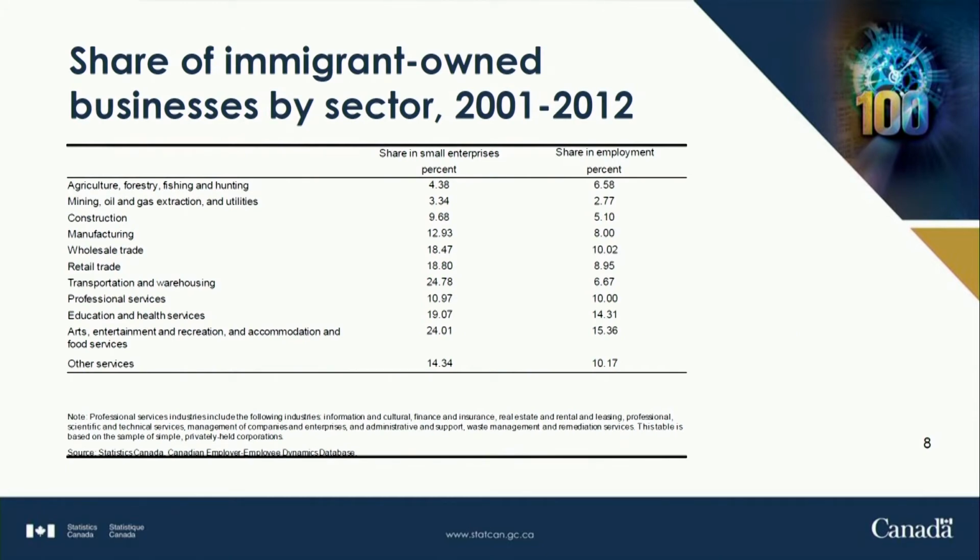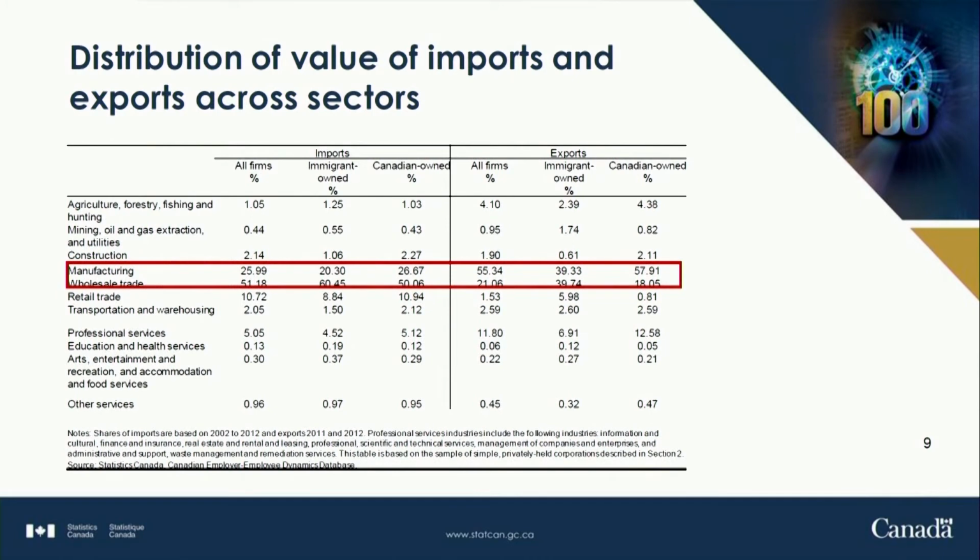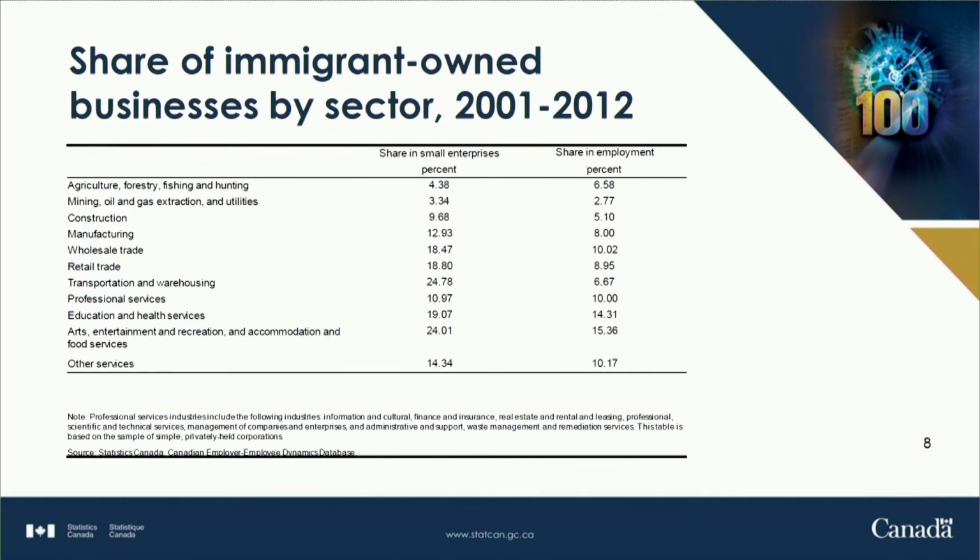So this is to show you a few slides about the data. This is the share of immigrant-owned business by sector, averaged over 2001 to 2012. As you can see, a couple of things are worth pointing out. First, among transportation and the arts, entertainment, recreation, accommodation, and food service sectors, there's a larger share of immigrant-owned businesses. However, among agriculture and mining, you see a much smaller share. This is the share of the business, and this is the share of the employment that comes from immigrant businesses. The share of employment is much smaller than the share of firms, which means on average, immigrant-owned firms are smaller.